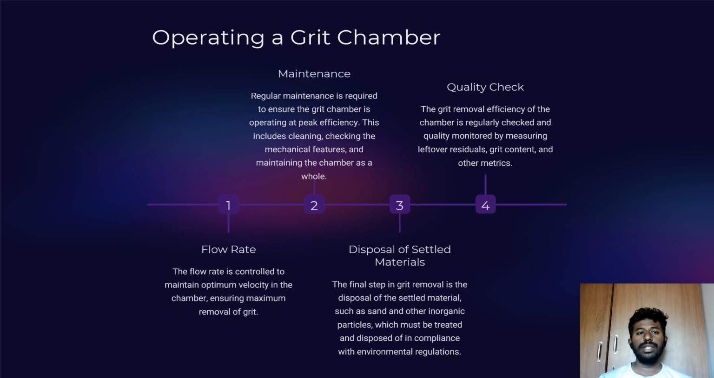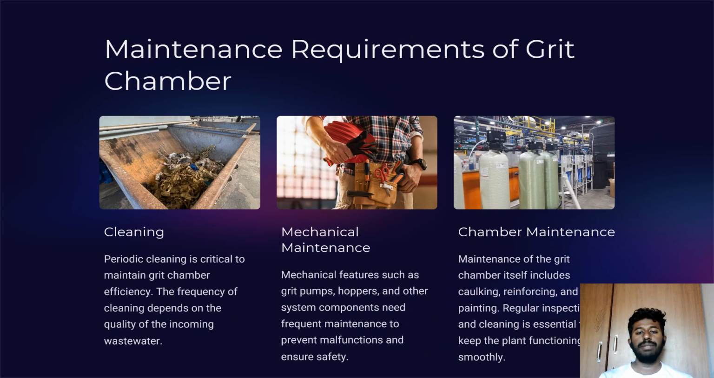So moving on to the next slide, maintenance requirements of a grit chamber. Cleaning, mechanical maintenance, and chamber maintenance are the requirements of a grit chamber. Let's look at them one by one. Cleaning. Periodic cleaning is critical to maintain grit chamber efficiency. The frequency of cleaning depends on the quality of incoming wastewater. As a lot of particles settle at the bottom of the grit chamber, it is required to clean it from time to time and take out the waste so that new waste can be formed there and be removed.